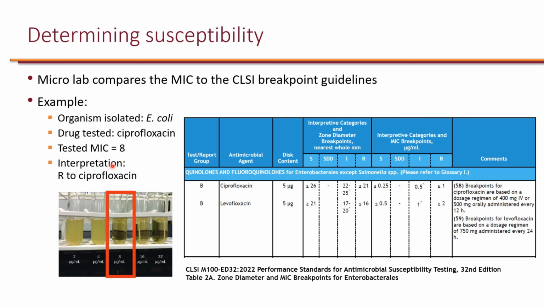In this case it is 8, so it's definitely resistant. So this E. coli in this sample is resistant to ciprofloxacin. Even though, if you give high enough ciprofloxacin, it's going to kill it, it's considered resistant because, given the safe doses of ciprofloxacin, we will not be able to achieve these concentrations in the human body. So we will consider it resistant and not use ciprofloxacin for a patient who has this isolate.